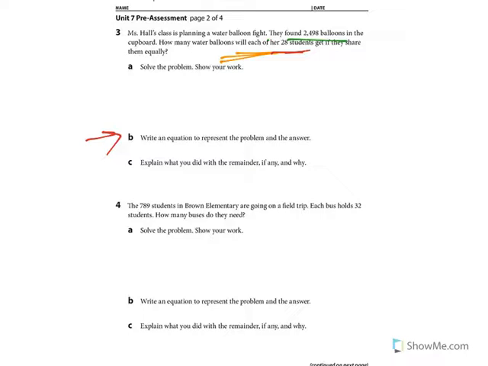So I'm going to start here at step 2 just so I can write my equation really neatly. Okay, so I know that I have 2,498 water balloons that are being divided by 28 students. Now I don't have my answer yet, but what I need to do is solve the problem. And how do I like to solve division problems? My favorite way is a ratio table. So that's what I'm going to show you today.